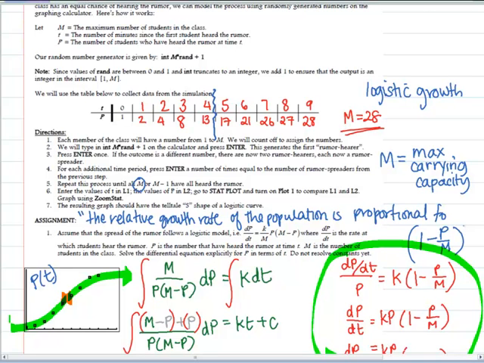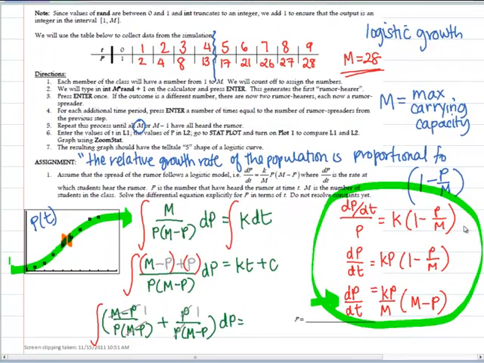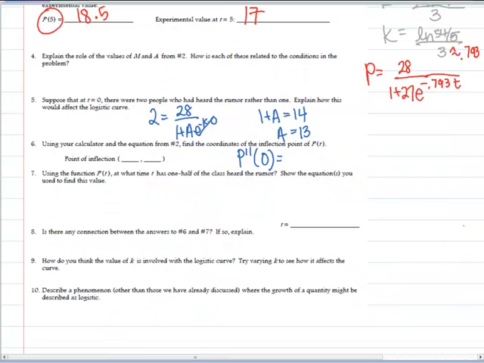The magic number is half of this, 14. Because what happens once you hit 14? 14 people have heard the rumor, 14 people have not. So the inflection point will always occur at the halfway point. This is always going to be when P equals 14. So you're going to look for 14 and you're going to calculate the time here.